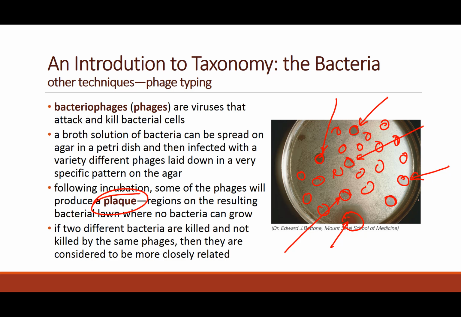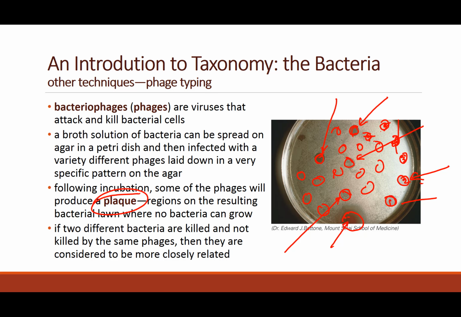So if this is bacteriophage 1, so here's 1, here's 2, here's 3, here's 4, this is 5, 6, 7, and so on, then if you make several plates of bacteria, and you see that in plate 1, all the bacteria responded to the exact same bacteriophages as they did in plate 2, then you would expect or suspect that plate 1 and 2 are probably closely related or even identical bacteria.